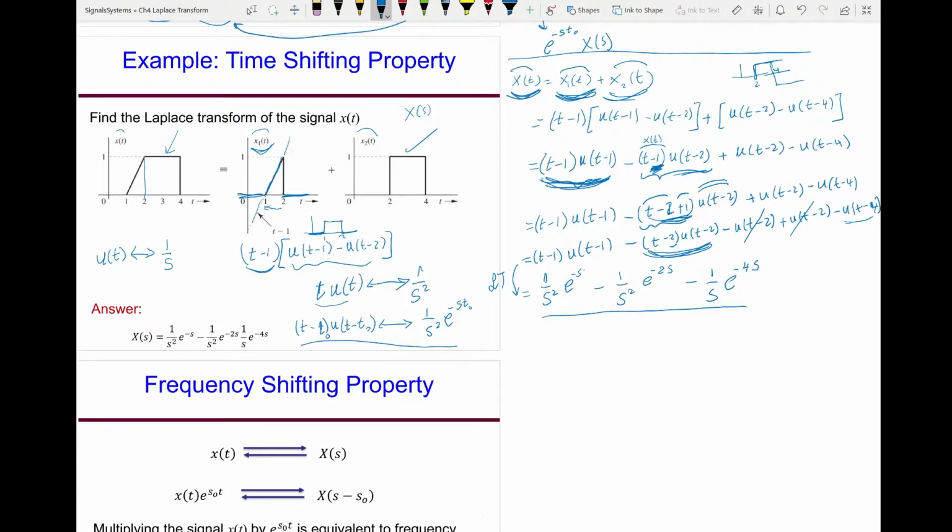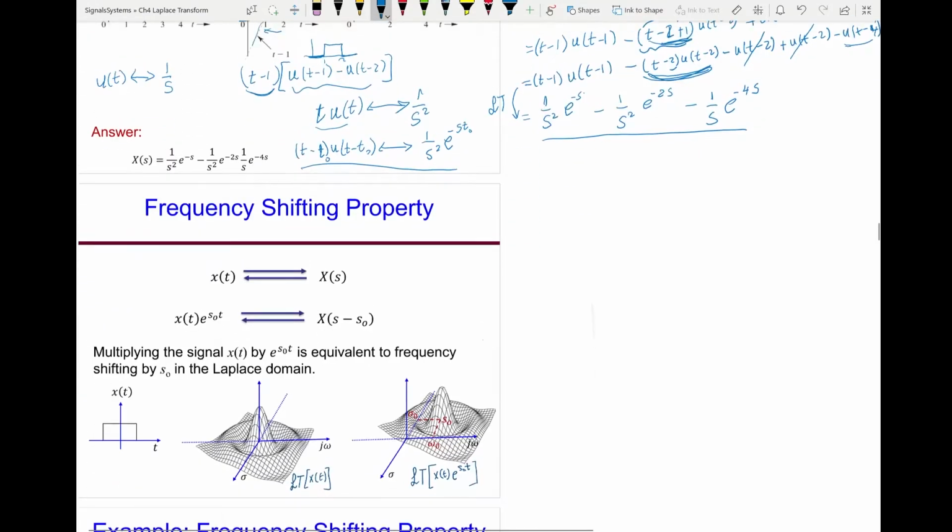Let's move now to the frequency shifting property. If I have a signal x of t in the time domain and the Laplace transform is x of s, now if I multiply this x of t by this exponential, e to the s0 t, in the frequency domain, it means I shifted the spectrum of this one to be centered around s0.